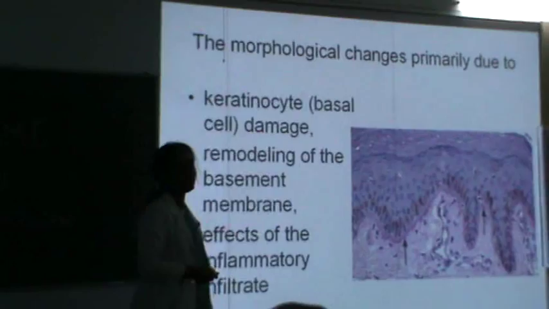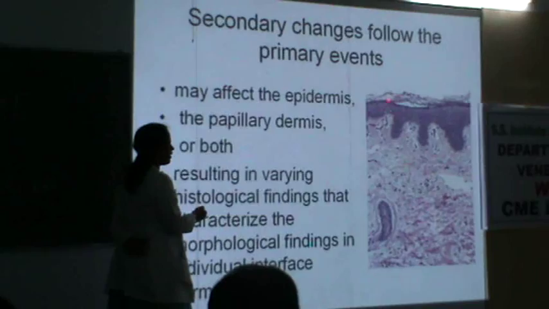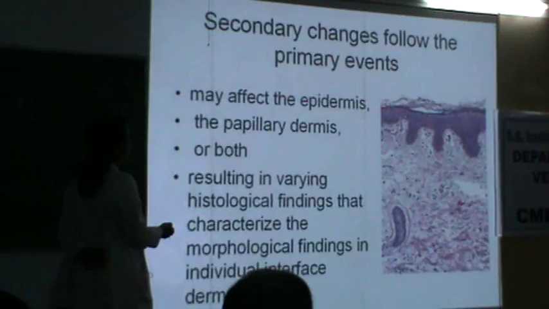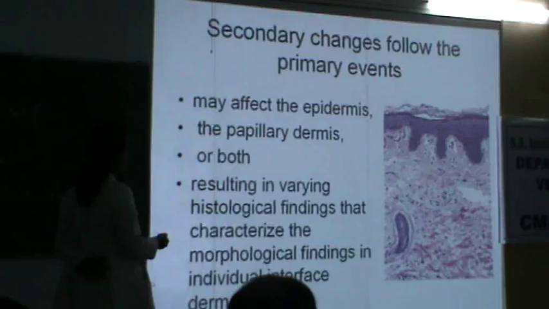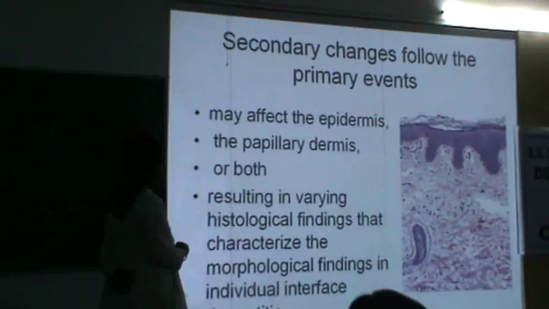So secondary changes follow the primary changes. What secondary changes do we see? Changes that affect the epidermis, then the papillary dermis, or both the epidermis and papillary dermis. That results in various histological changes that characterize the morphological findings of individual interface dermatitis. So these are secondary changes, what we see in the epidermis and the dermis.